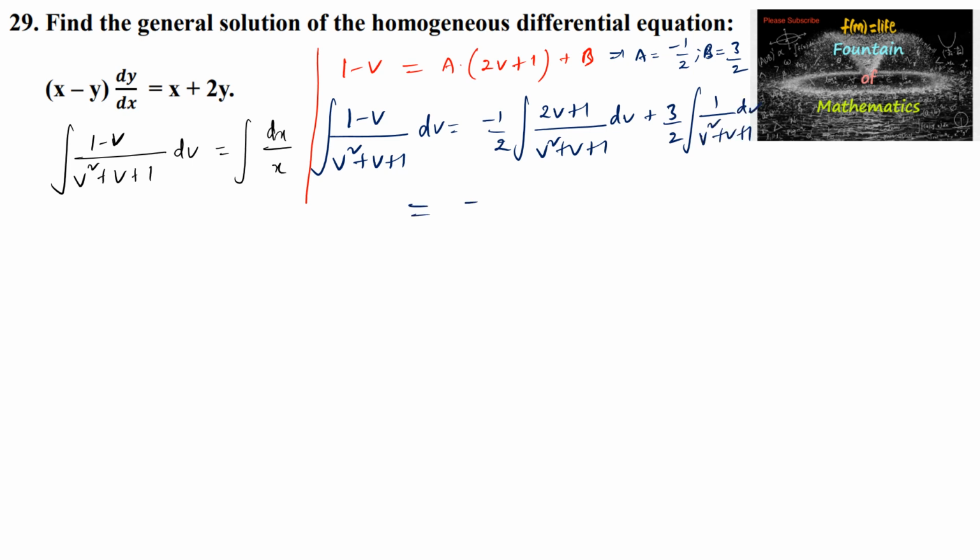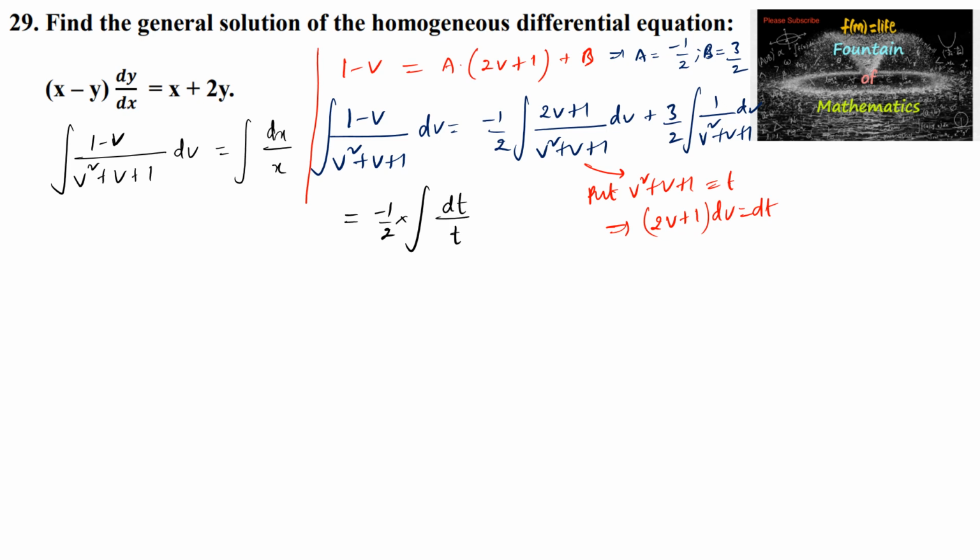So that minus 1 by 2 in the first integral, since we know that the differentiation of the denominator is the numerator, we can substitute v square plus v plus 1 is equal to t. Which implies, differentiating, we get (2v plus 1) dv is equal to dt. So in the first integral, we can write it as minus 1 by 2 integral of dt divided by t.